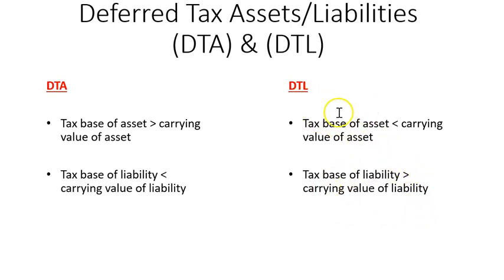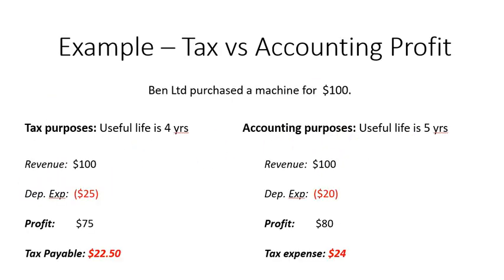So again, for deferred tax liability, this first dot point, another way to think of it is if your depreciation expense for tax purposes is larger than your depreciation expense for accounting purposes, then you get a deferred tax liability. This is because for tax purposes, you'll have less profit, and you'll be paying less tax than what your accounting numbers suggest you should. I've got an example here just to illustrate what I've just spoken about.